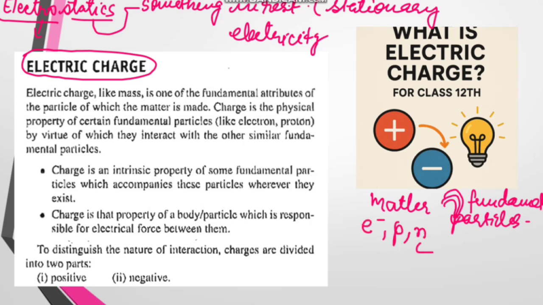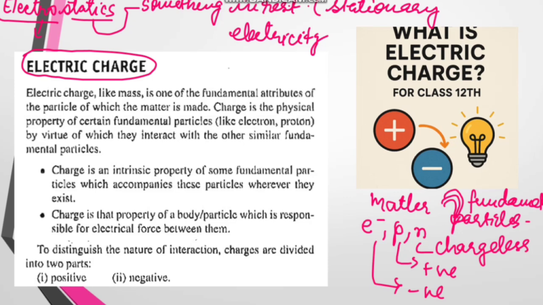The neutron is a chargeless quantity, but the proton is positive and the electron is negatively charged. So what I am trying to say is that charge is the physical property of any fundamental particle, and the SI unit is coulomb. Charge is an intrinsic, fundamental property of any particle that exists.